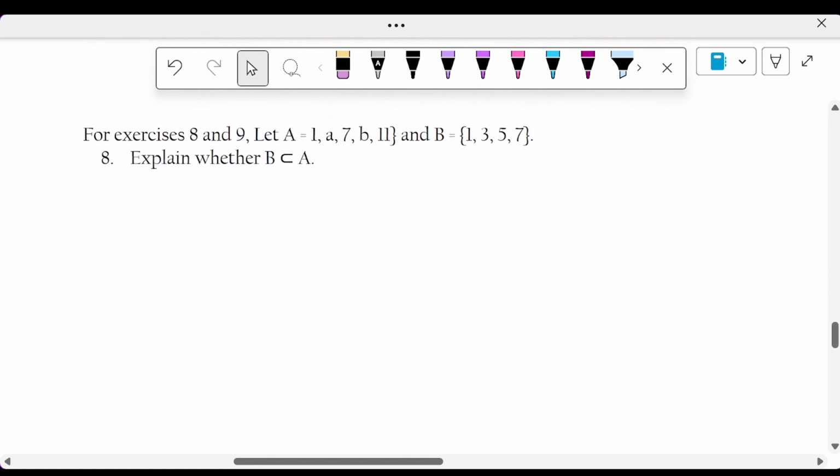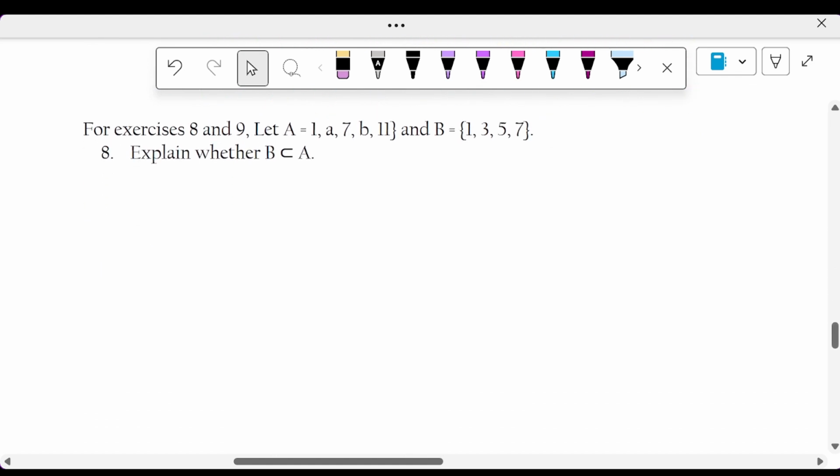Question 8. For exercises 8 and 9, let A equal, it's missing a little bracket there, 1, 4, 7, 9, and 11, and B equal 1, 3, 5, and 7. Explain whether B is a subset of A. In order for B to be a subset, it has to contain elements that are all found in A. So 1 is found in A. 3 is not found in A, though. So we don't even have to continue.